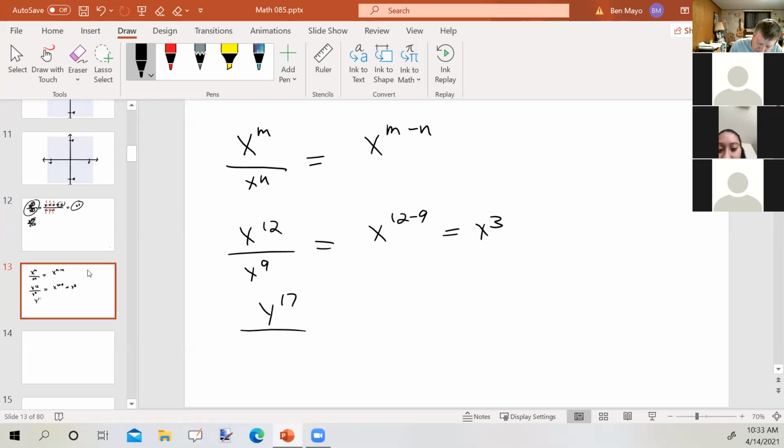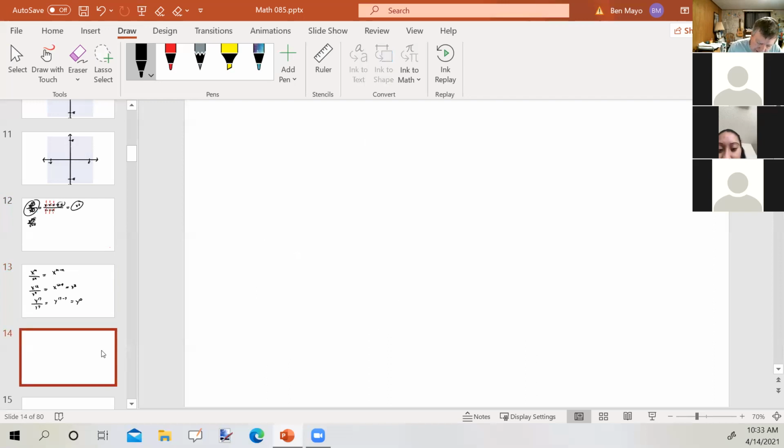y to the 17th divided by y to the 7th would be y to the 17 minus 7th power, or y to the 10th power. So we have that rule. Do you have any questions about that rule? Because we're going to be using it. All right. What if we have x squared divided by x to the 5th power?